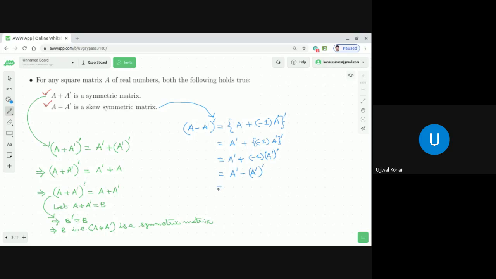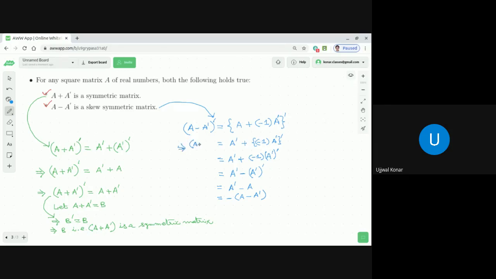Now, what is A transpose? We learned that it is nothing but the original matrix A. So that is equal to A transpose minus A. That is equal to what? Minus of A plus, minus of A minus A transpose. So what we see from here is this.